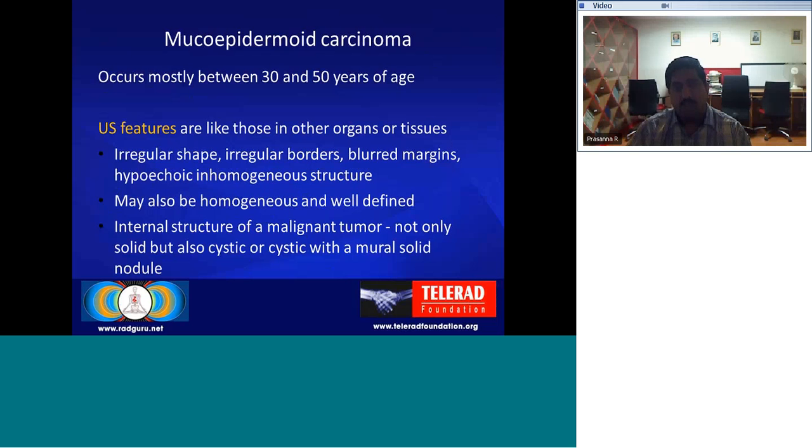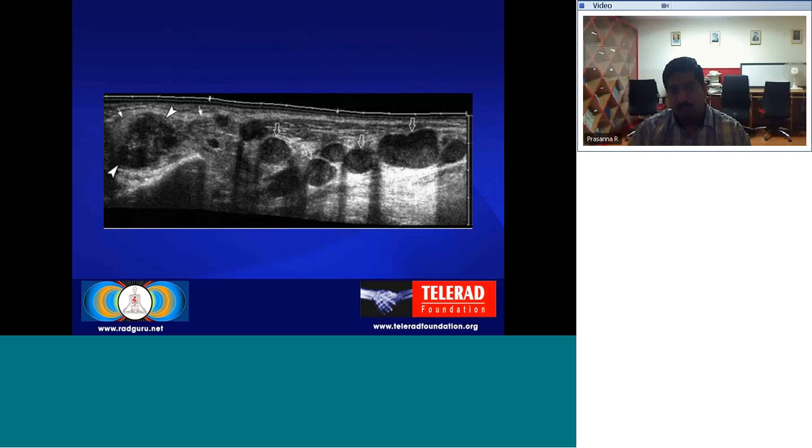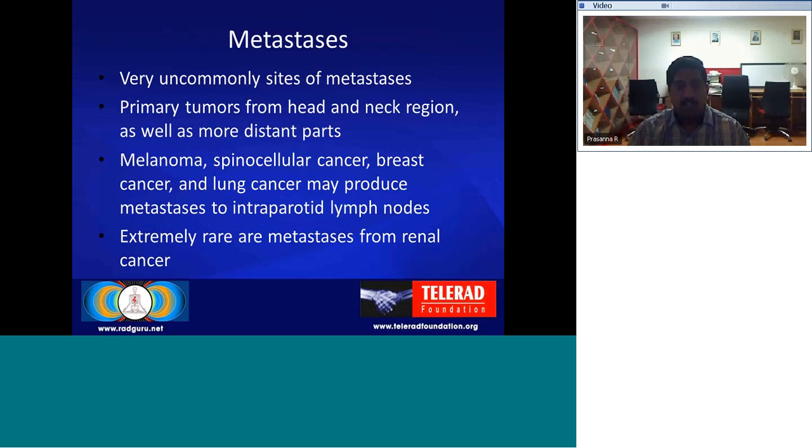So once there is any suspicion of malignancy, probably ultrasound may not be enough. We always have to suggest further investigation with other imaging modalities. Metastasis is very rare, a very uncommonly seen site of metastasis. The salivary glands are a very uncommon site for metastasis. Primary tumors usually are from the head and neck region. A tongue lesion can metastasize to a salivary gland.